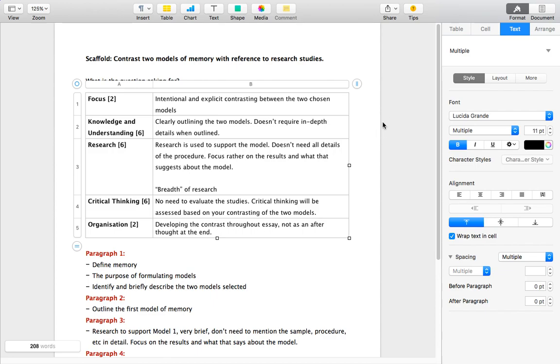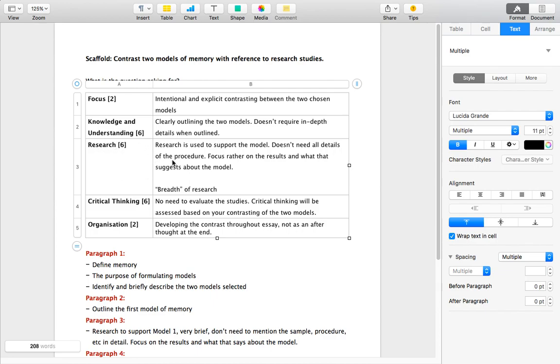You could draw a diagram if you think that will support your answer. It's not necessary, but I think it could be helpful. Again, you have to outline the two models. This will show that you have a clear understanding of the model. Again, don't go into too much detail with the model. Then you will go into research.